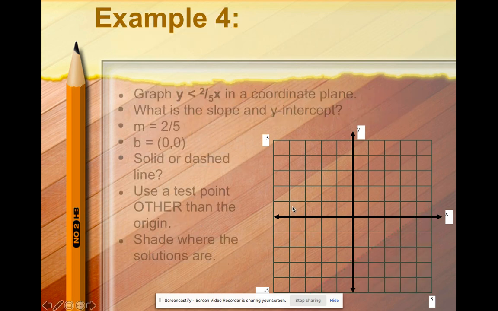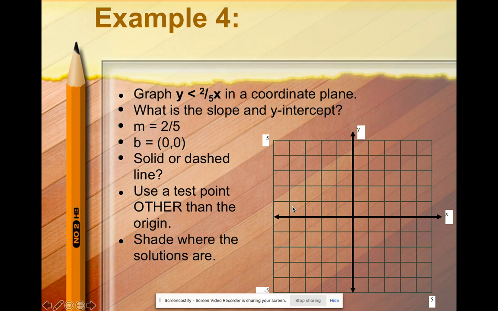And there we are. Example 4 again, graph y is less than 2/5 x in the coordinate plane. What is the slope and what is the y-intercept? The slope is 2/5. The y-intercept is going to be 0, 0 because we don't have one. We can decide if it's going to be solid or dashed. Well, this one is going to be a dashed or a dotted line because it's less than. We also know that it's going to be shaded below because it's a less than sign.